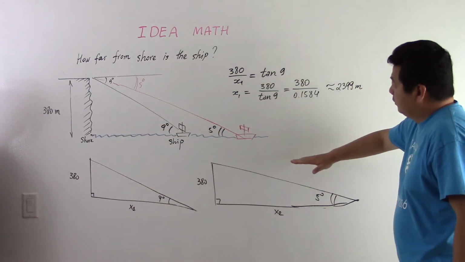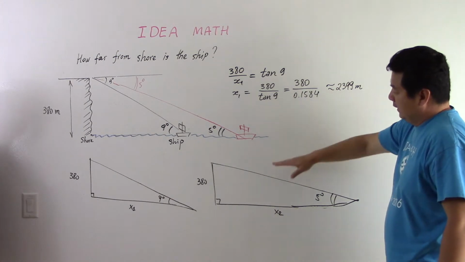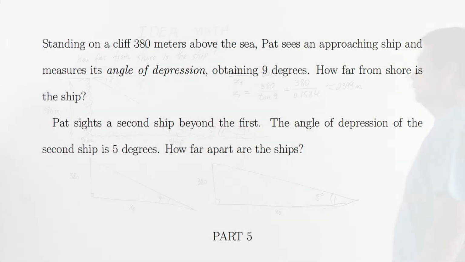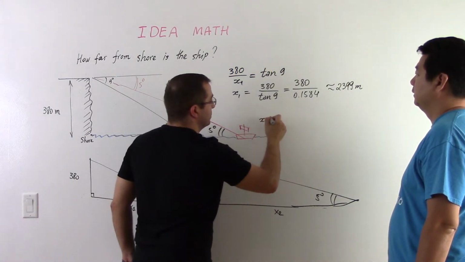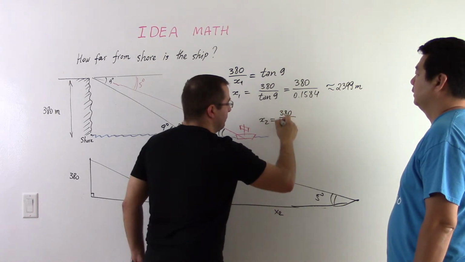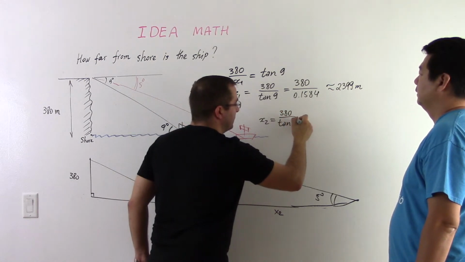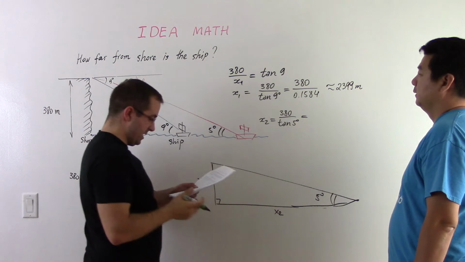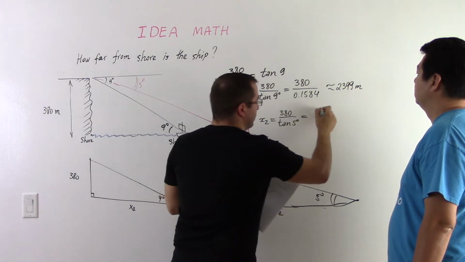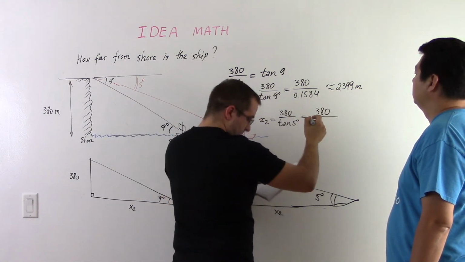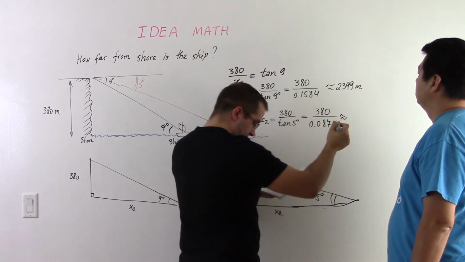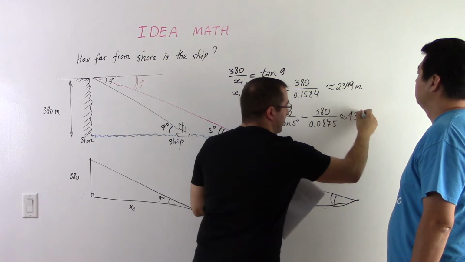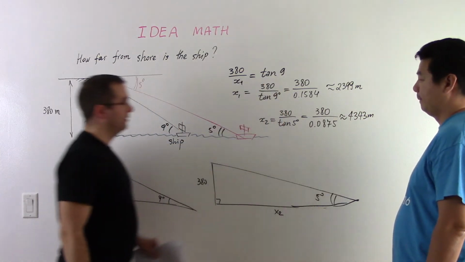So why don't you guys repeat almost the same process and complete this part? If we call it x2, x2 is going to be 380 over tangent of angle 5. And tangent of 5 is approximately 0.0875. So our distance is approximately 43 meters.